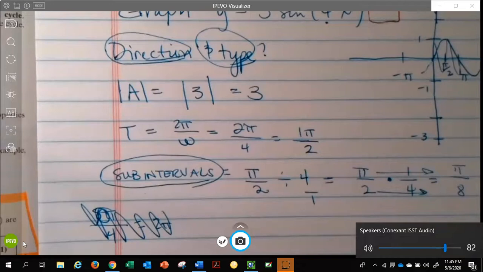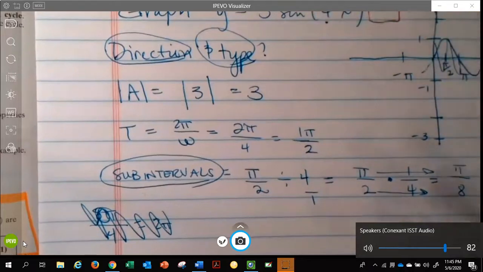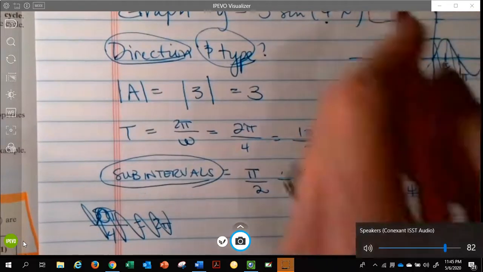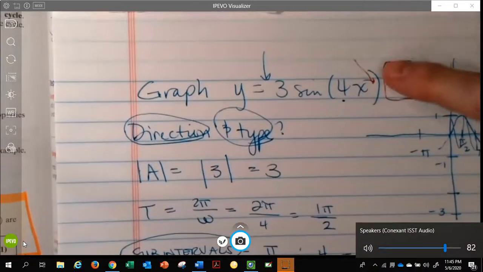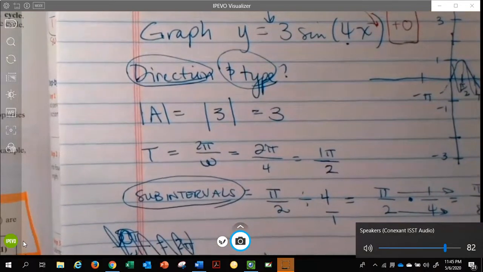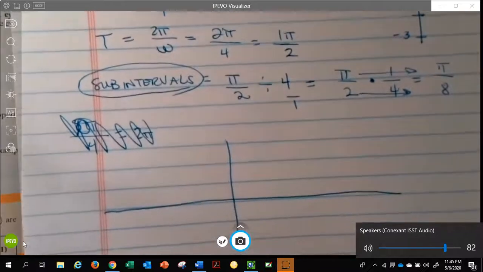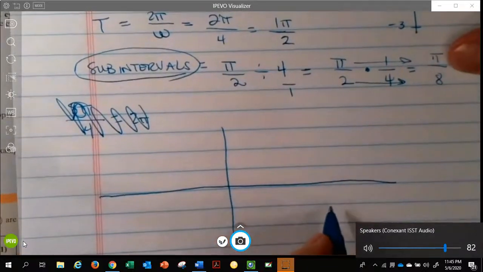So our subintervals are going to be every 1/8 of a pi. Again, we're not shifting. We don't have any numbers inside of here. You can't see that. We don't have any numbers inside of here. We're not shifting up and down. And so I am safe to go ahead and start graphing. You can't see that either. From my 0 to my, okay, hang on.